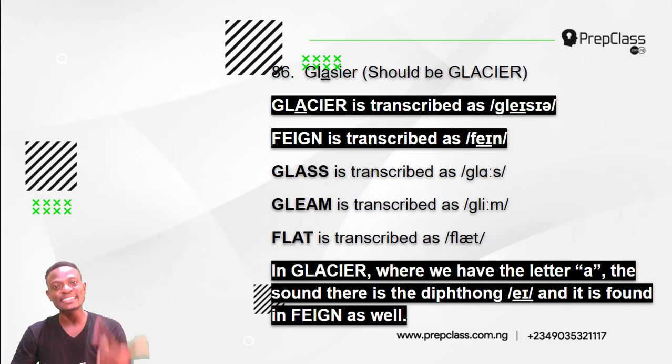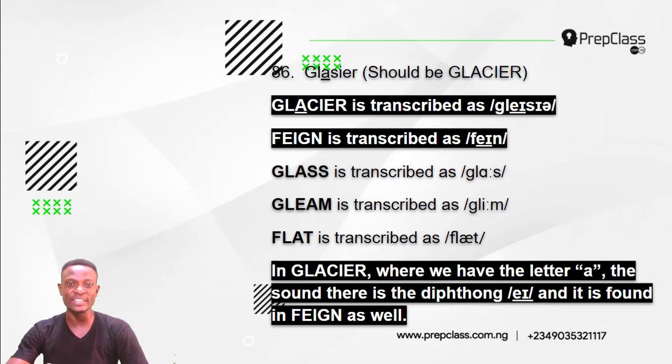Now, glacier is transcribed as shown on the screen. When we have the letter A in glacier, the sound we have here is the A. Now, the option that has the same sound is option A, fame. When you look at the transcription of fame, we also have the sound A, present in the place we have the letter A in the word glacier. So the answer to this question is option A.